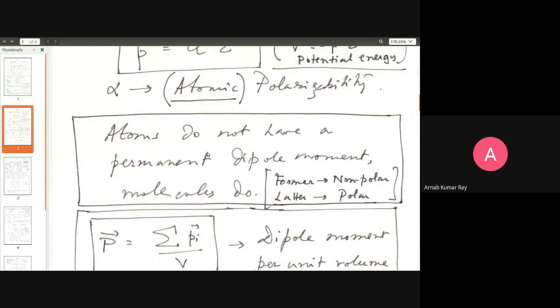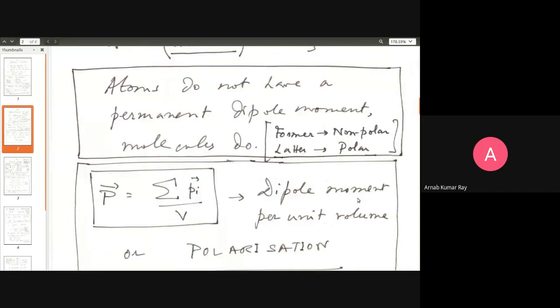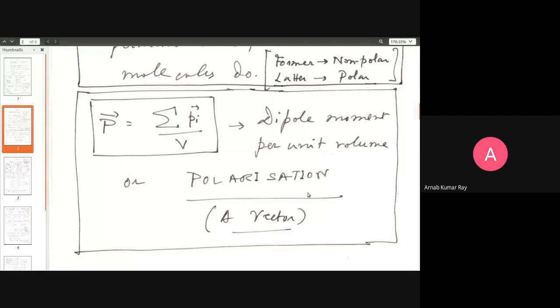And I have added a few comments over here. Atoms do not have a permanent dipole moment, but molecules do. In the former case, you say that they are non-polar material. In the latter case, such as in water, you say that they are polar material. Water is known to be a very good polar solvent. Okay, again, let us go back to all this molecular business where you have polar material.